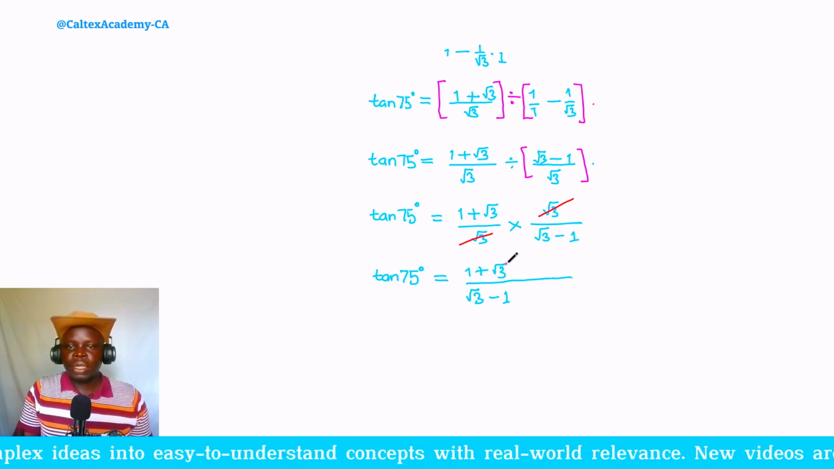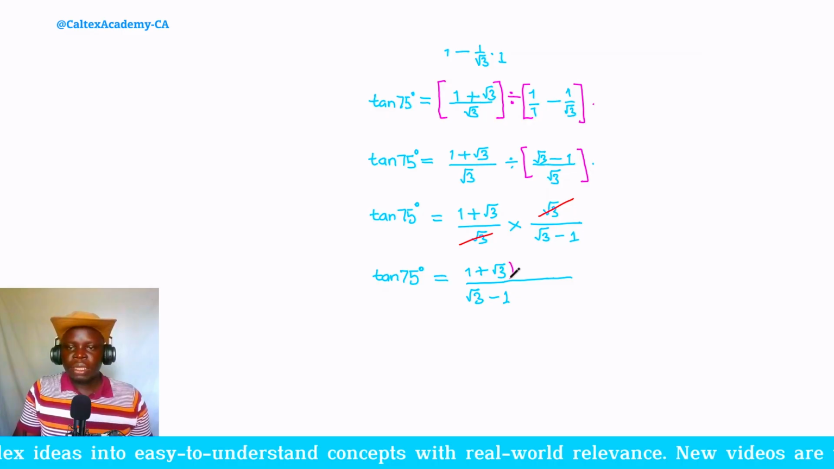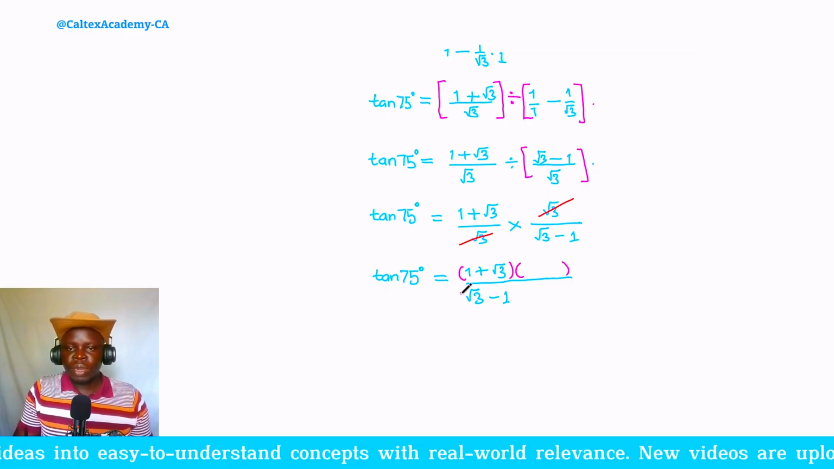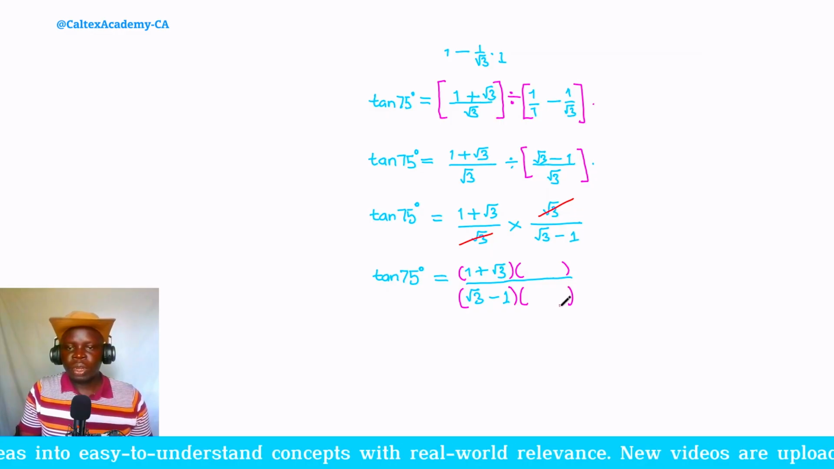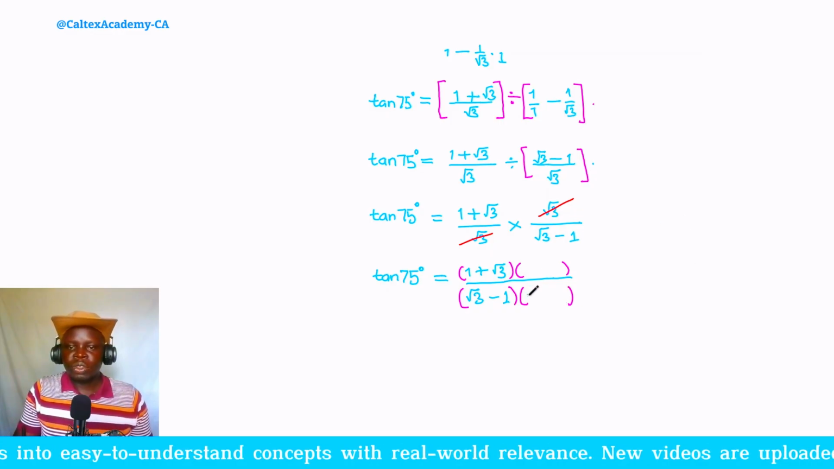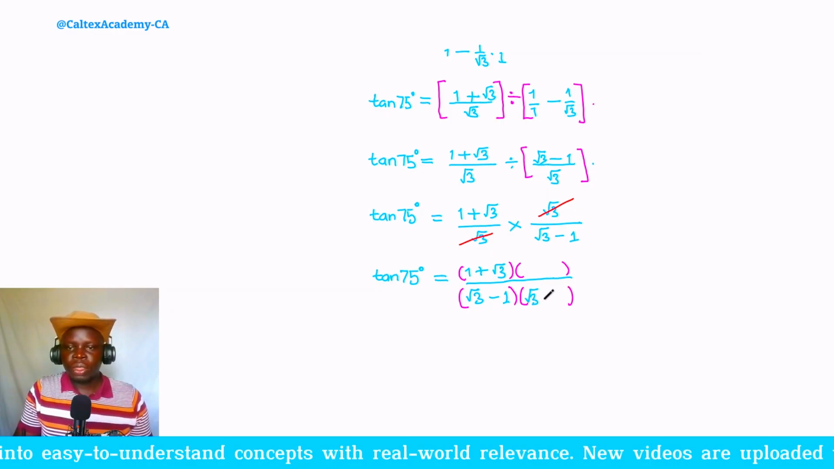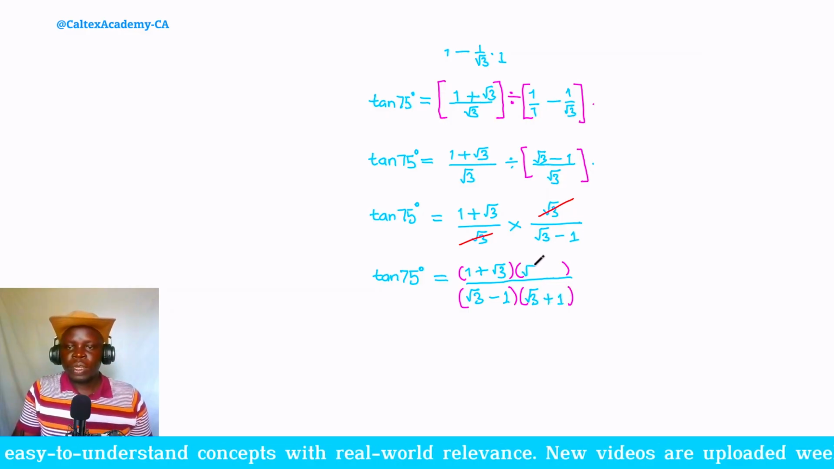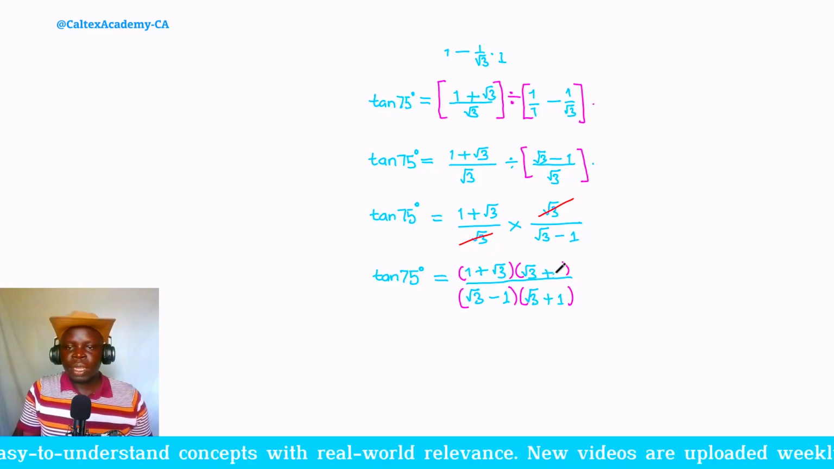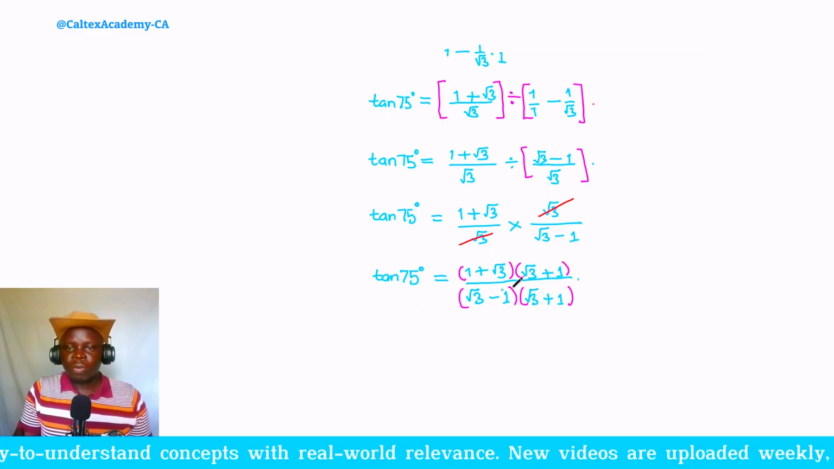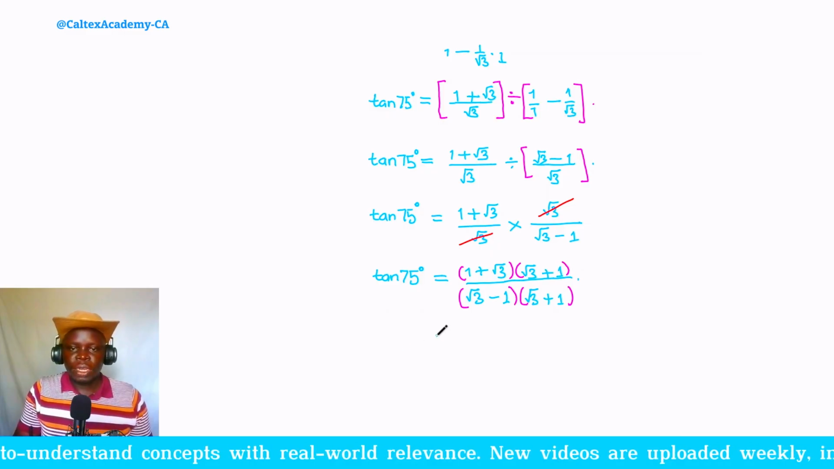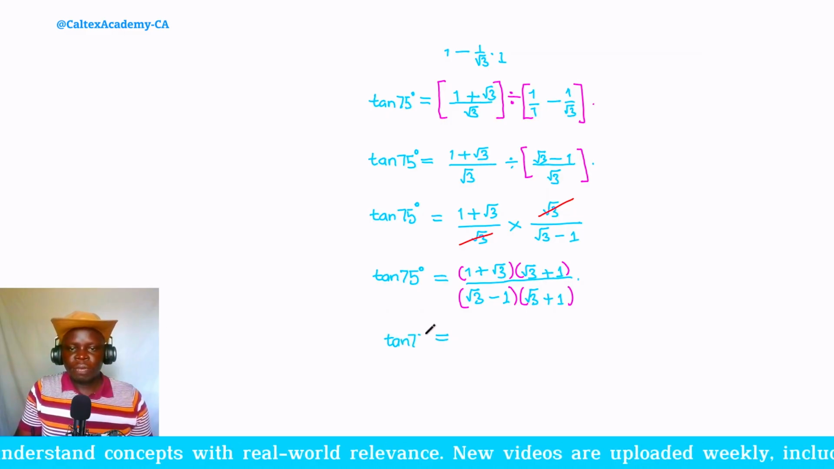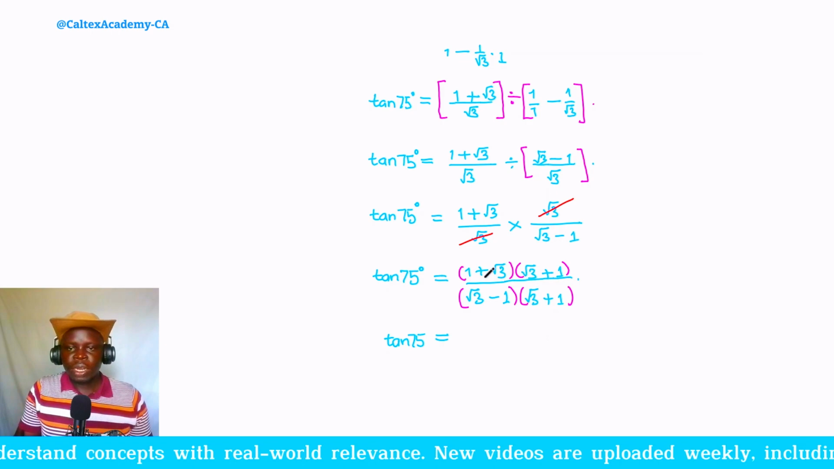So with that, we can create a bracket here from the numerator and we multiply by the conjugate of the denominator. Our denominator is root 3 minus 1, meaning its conjugate is root 3 plus 1. And therefore, we also do the same thing here, plus 1, in order for our fraction to be equivalent. Therefore, tan of 75, we need to go ahead and rationalize that.